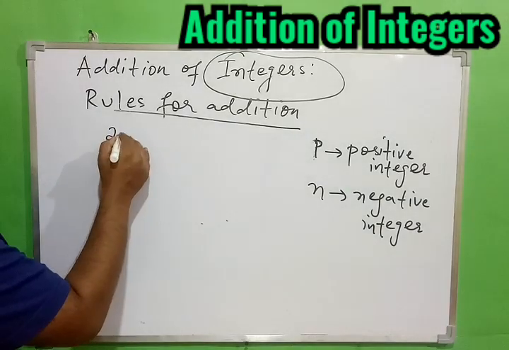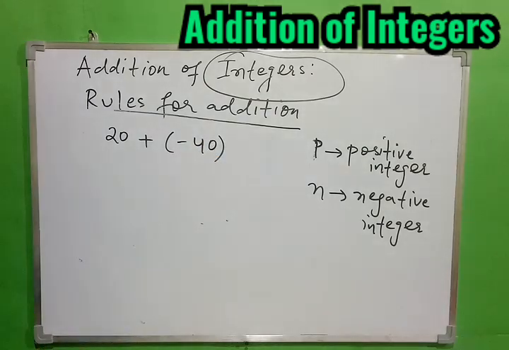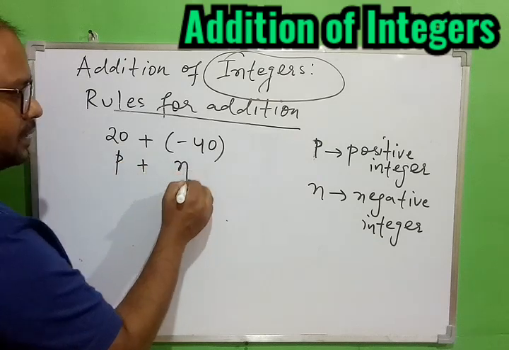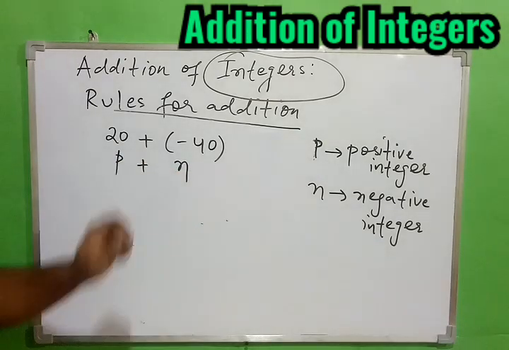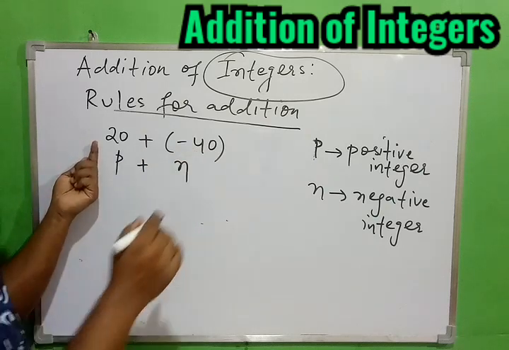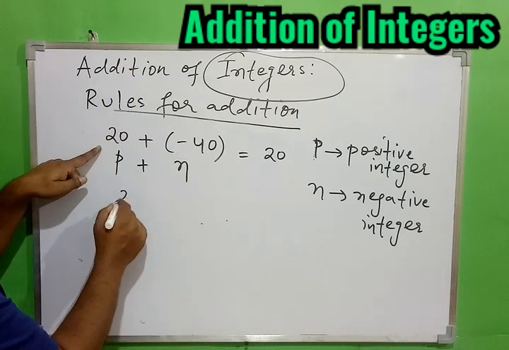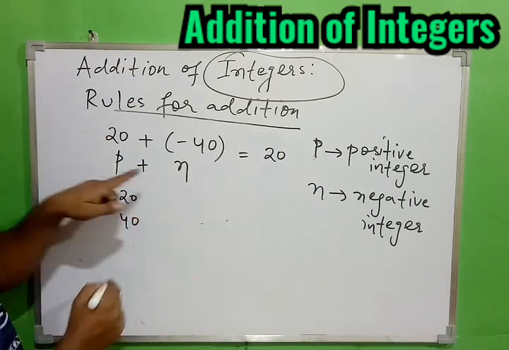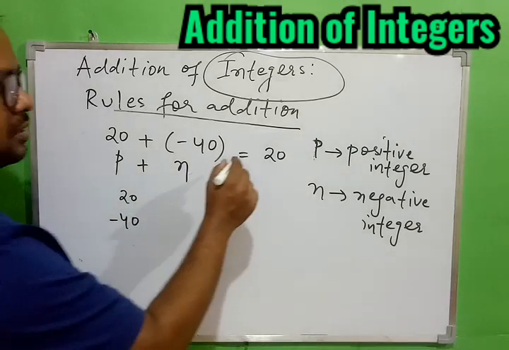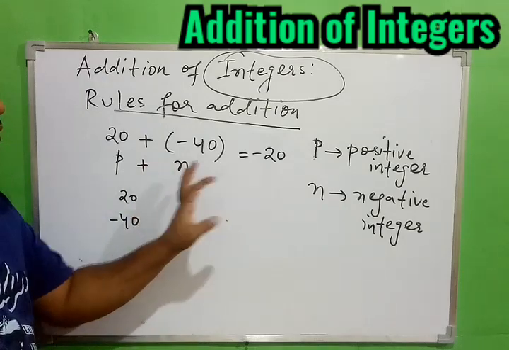That is 20 plus minus 40. So again we have a positive and a negative integer, and according to the rule we have to do the subtraction. So we know 40 minus 20 is how much? 20. Now what we see, here we have 20, here we have 40. 40 is greater and in front of 40 we have a minus sign, so the answer should have a negative sign here. Simple. So that is the rule we have.